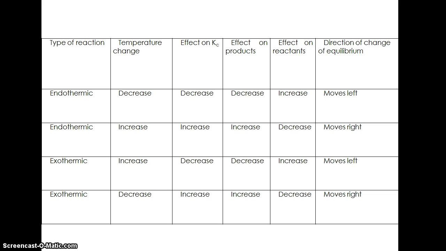So if you do the opposite, you've got an exothermic reaction, then an increase in temperature is going to favour the left reaction, the backwards reaction. So the equilibrium is going to move left, we're going to have less products, more reactants, so our Kc is going to go down. Likewise, if we have an exothermic reaction and we decrease the temperature, it's going to favour the forward reaction, our equilibrium is going to move to the right, and we're going to have more products, less reactants, which means a bigger value of Kc.